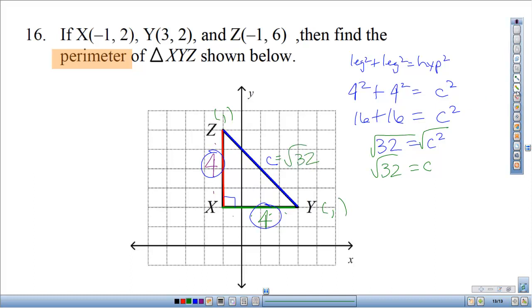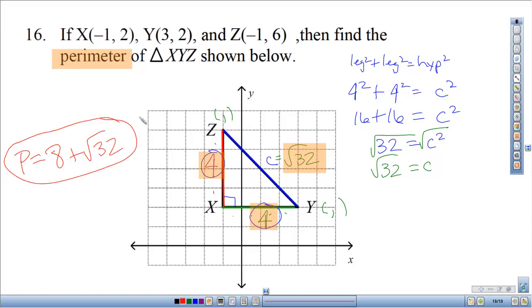And now to get what? The perimeter, I just need to add up all 4 of these. And the deal is, you can add up the 4's, but you can't add up the square root 32. So, to get the perimeter, 4 plus 4 would be what? 8, plus this side that's not just a regular whole number, square root 32. And that would be the answer you would want to bubble in on the test or write it out if it's an open-ended problem. Okay, so one way to do this would just be to use the Pythagorean theorem. You have to remember that doing perimeter means that you add up all 3 sides.